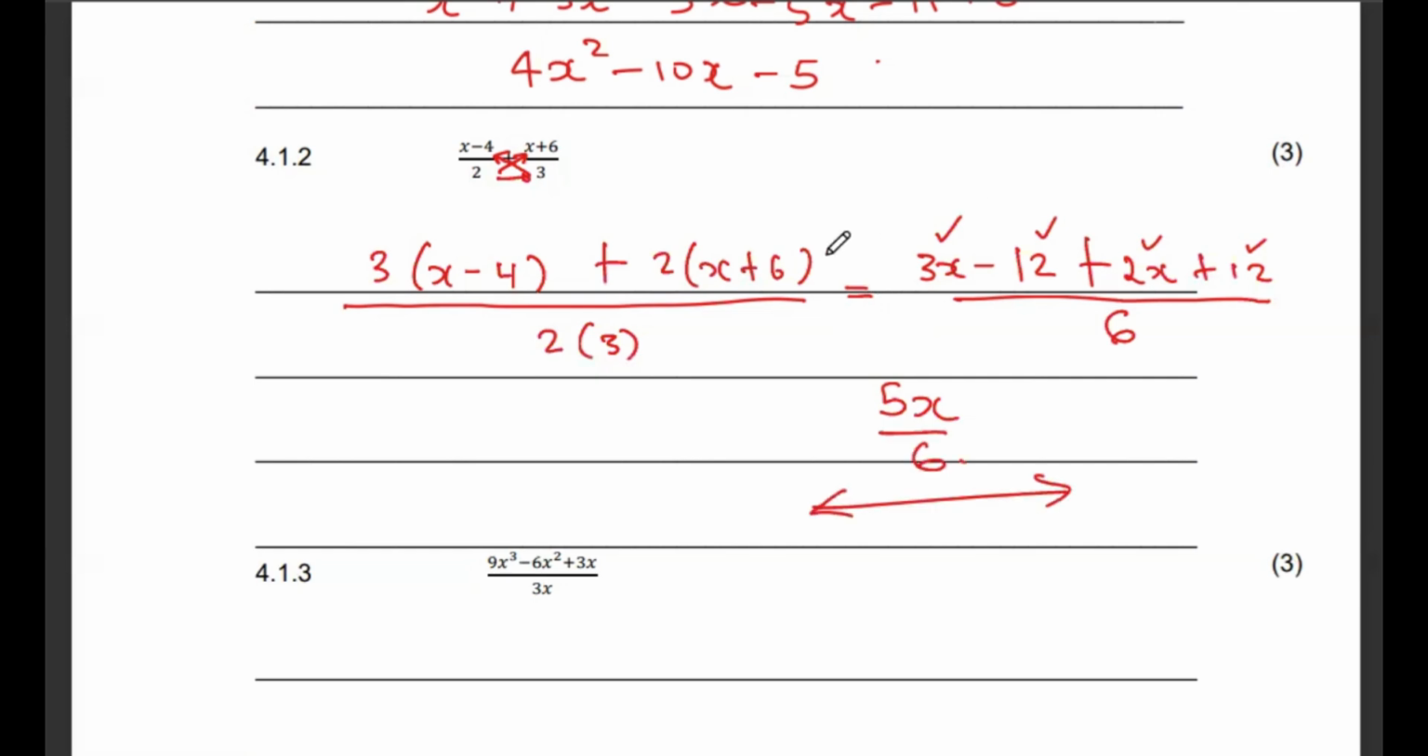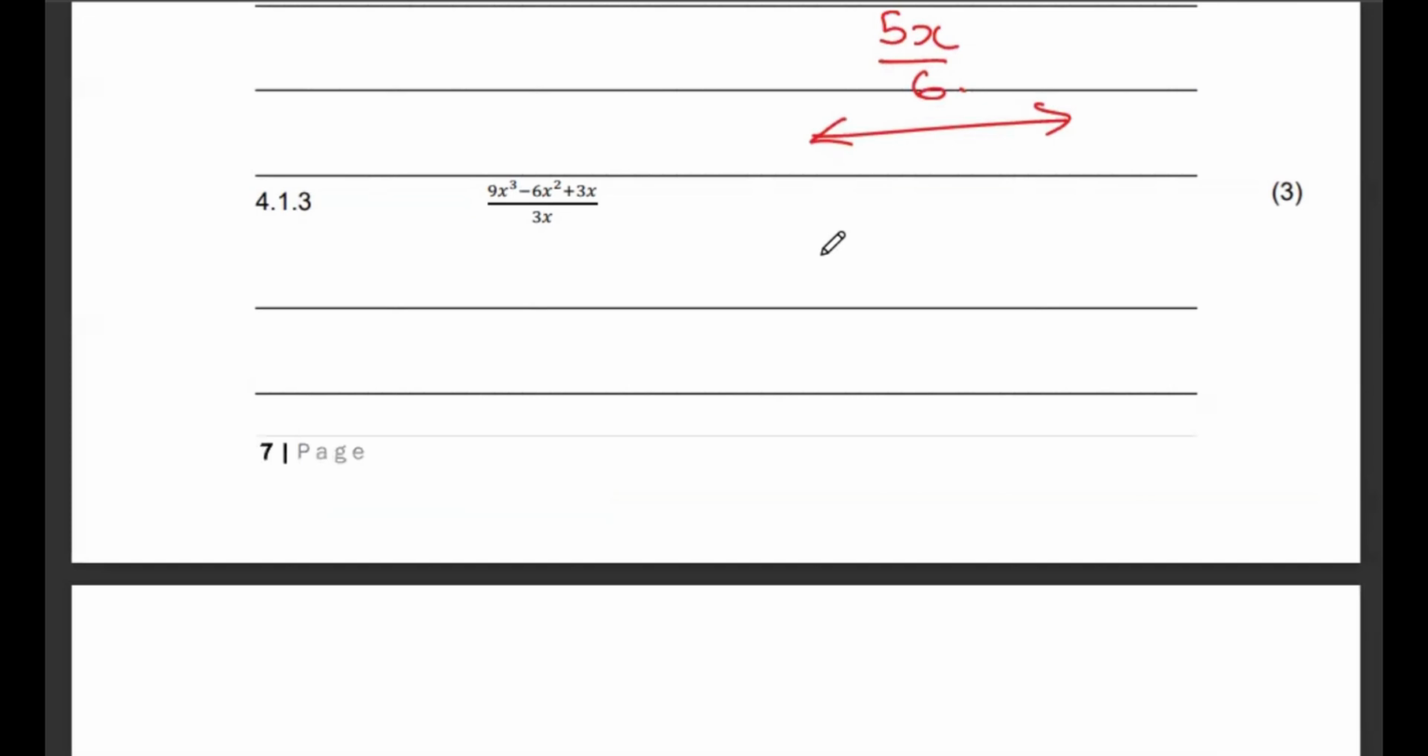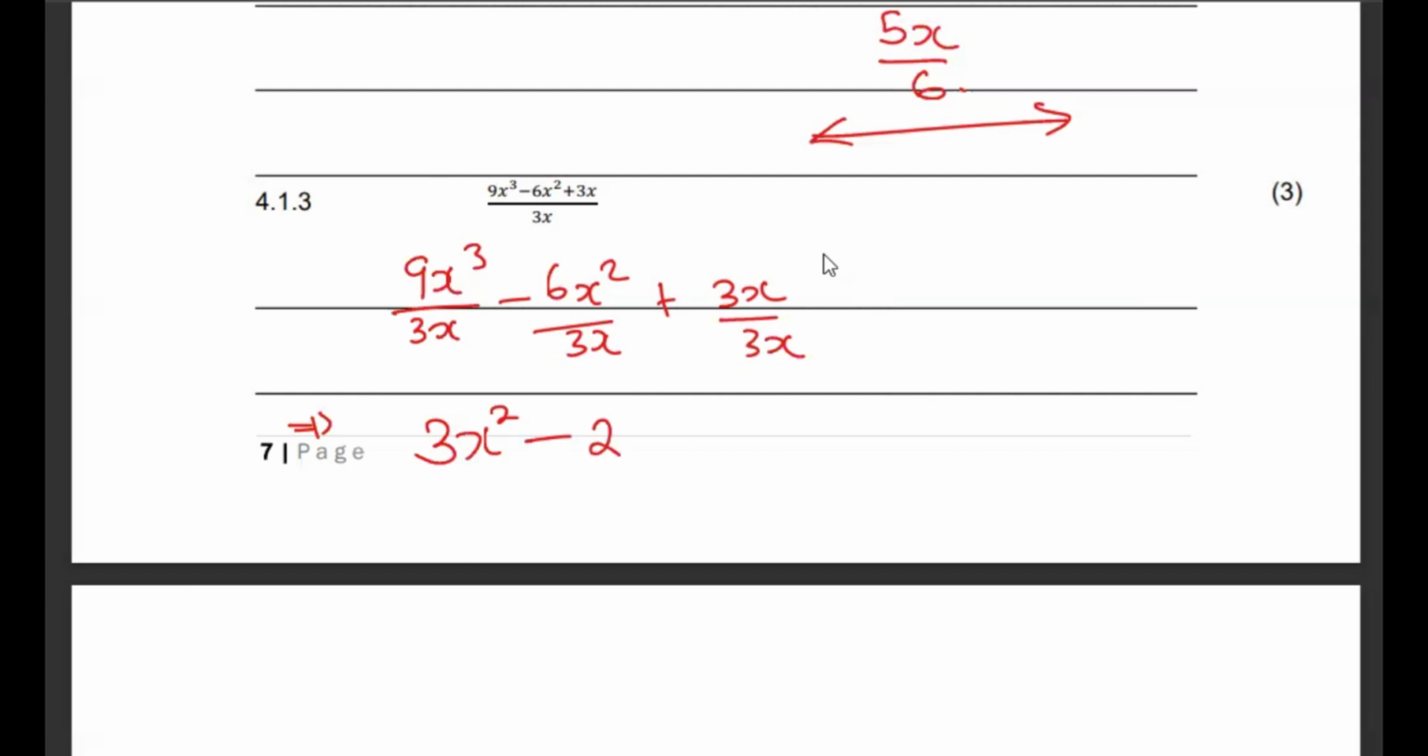Meaning that this is my final answer. All right, then 4.1.3, we have 9x cubed minus 6x squared plus 3x, divided by that. When you're dividing algebraic expressions, do the splitting up. So 9x cubed over 3x, minus 6x squared over 3x, plus 3x over 3x. Then apply your laws of exponents and cancel out. 9 divided by 3 is 3. x cubed over x gives us x squared. Minus 6 divided by 3 is 2. x squared over x is just x, plus 1. So that becomes our final answer.